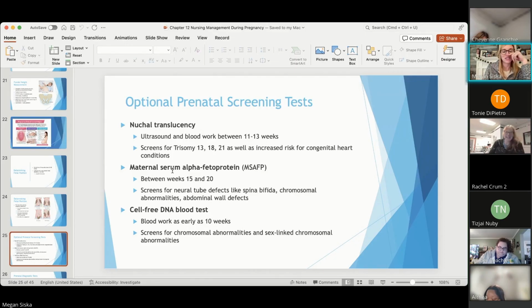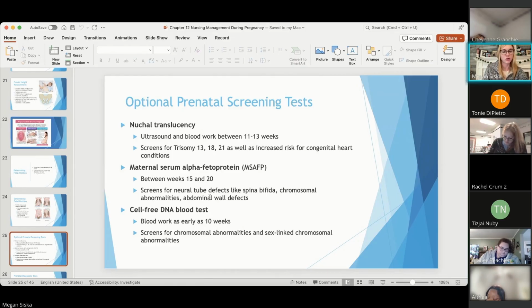So this is a test that is just a blood test. It's done between 15 to 20 weeks. This particular test can also screen for trisomy 13, 18, and 21, but if you had already had screening for that, then they would only do the second part of the test or only screen for the other parts, which is the neural tube defects. So that's the difference here, is it can also screen for neural tube defects, whereas the nuchal translucency cannot.